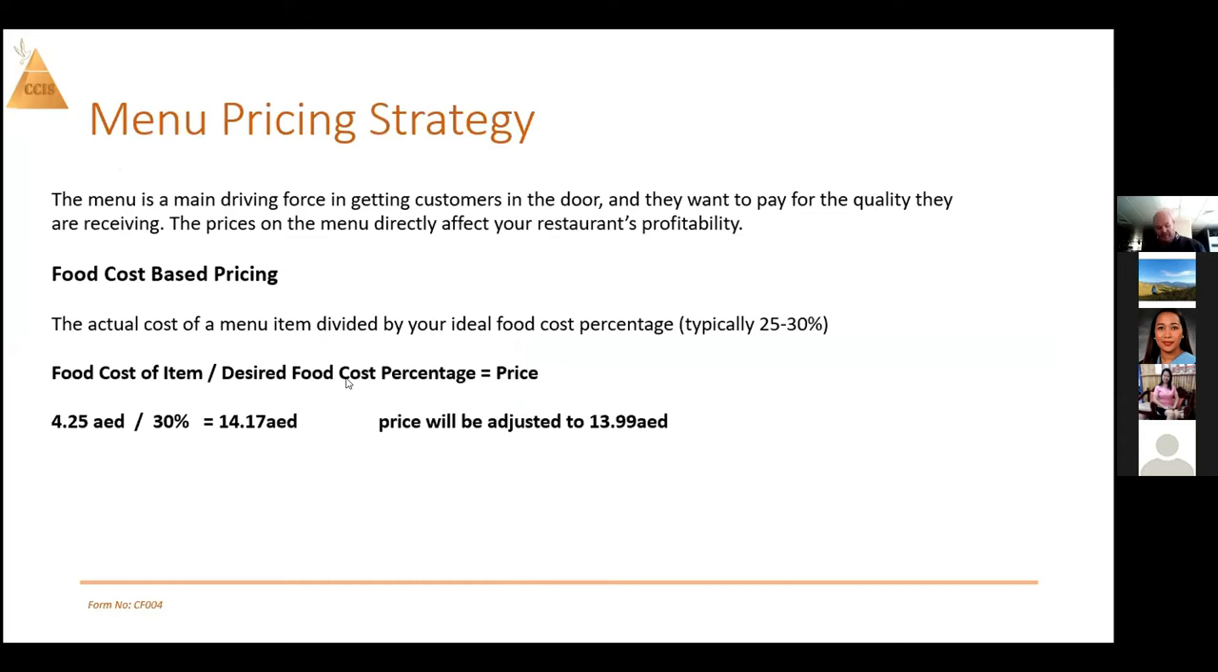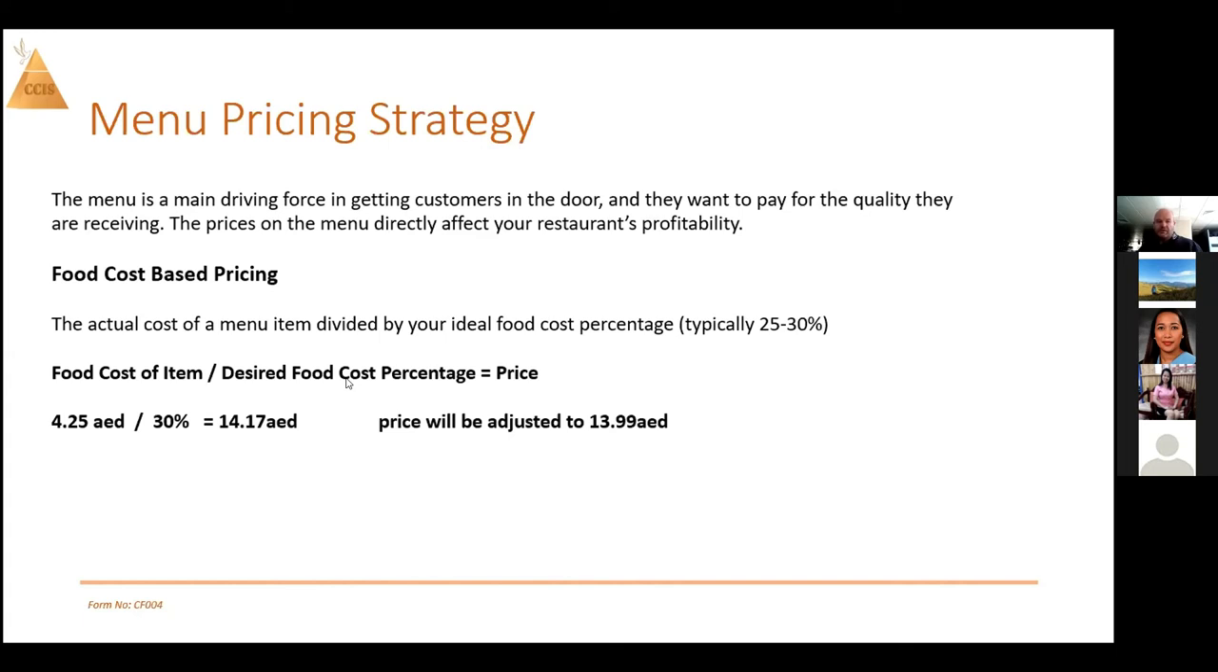So we've spoken about the considerations, how to plan the menu. We've looked at all the aspects there. Now we need to look at the cost side. Obviously we can create a menu, but now we have to know how much this is going to cost us to actually produce these dishes, and then what we can actually sell it for.